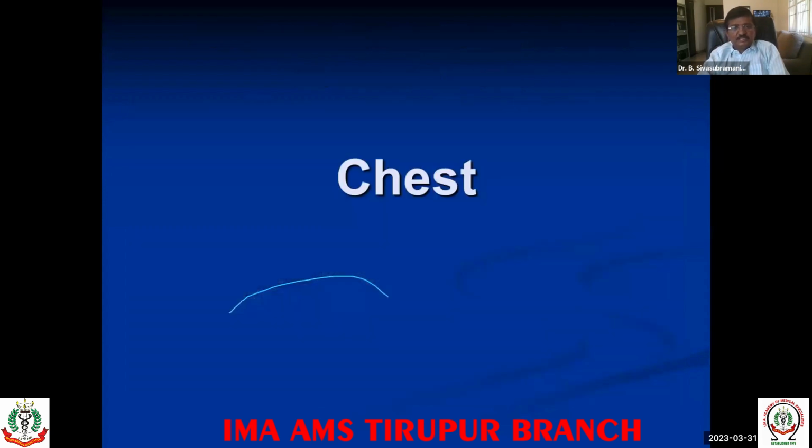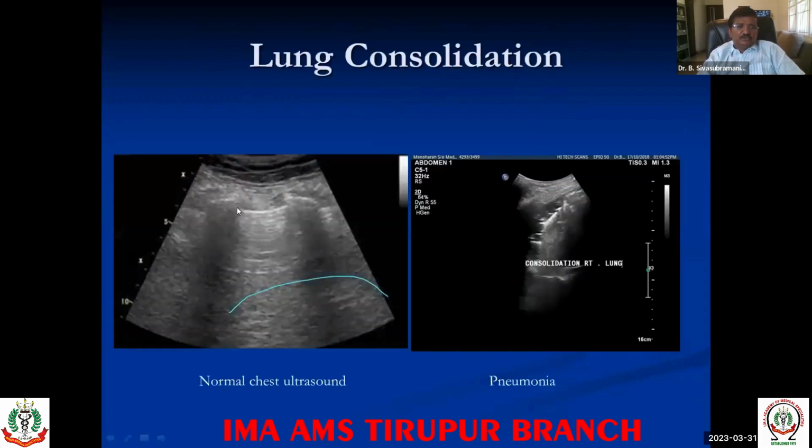So moving on to the chest. Chest is one area where ultrasound plays a very minor role. So here you see the normal. When you put a probe in the chest, you will see the chest wall, and you'll see the pleura here. Beyond the pleura, the lung contains air. Air is a very bad conductor for ultrasound. So all the ultrasound will be reflected back, and you will not see the lung at all. So this is the normal appearance. All these are reverberation artifacts caused by the air within the lung.